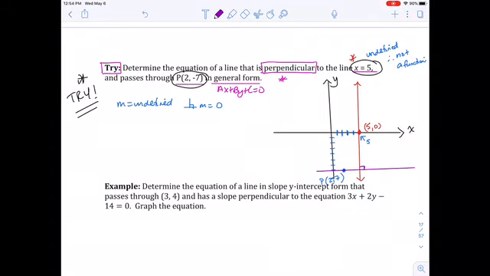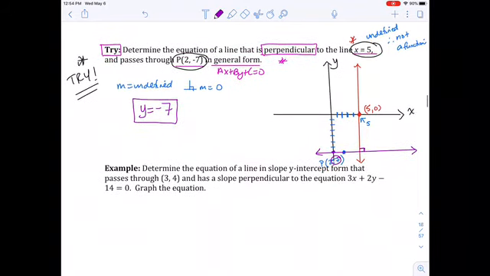Now, what would the equation of that line be? It's touching the y-axis. It's got a slope of 0, and the y-intercept is -7. So the equation would be y equals -7. Okay? So what looked like a really crazy question with all that perpendicular general form stuff. Oh, general form. We have to change it to general form. And this is in slope y-intercept form.